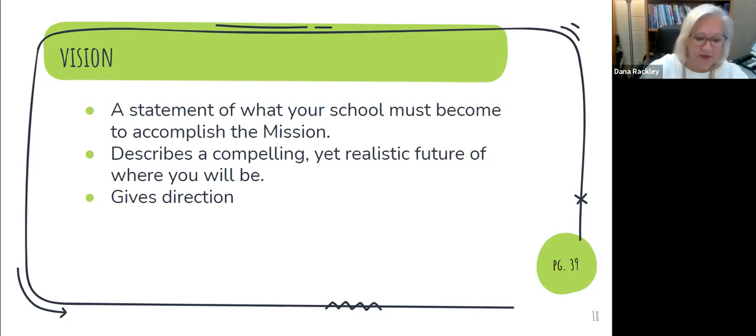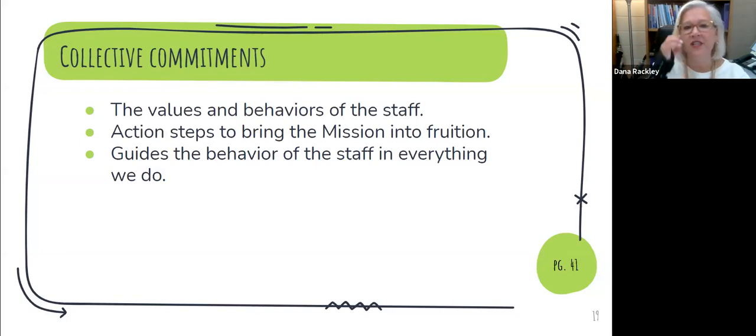And then your collective commitments. These are the behaviors. What actions are we going to take? What behaviors are we going to have to do in order to bring that mission into fruition? If this is our goal, what steps are we going to take to get there? What are we going to do? And it needs to drive the behavior in everything you do, from every decision that you make. And it's got to go back and align with your mission and vision.